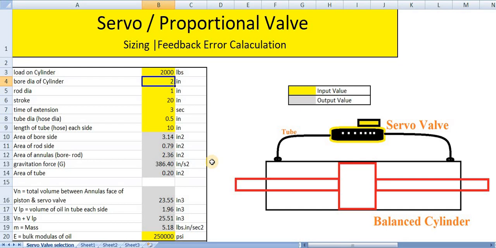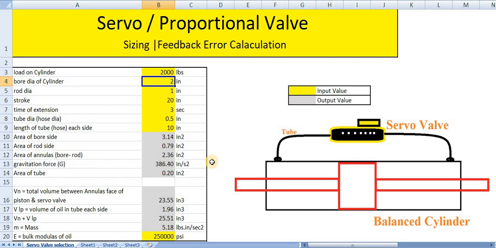As always, the yellow cells are the input values for this calculation, and the gray area is where you can find your output. I'll explain all the details of how it works and what the output of this calculation is. So let's say you have pretty good knowledge about your application. You have your cylinder and some basic dimension details.